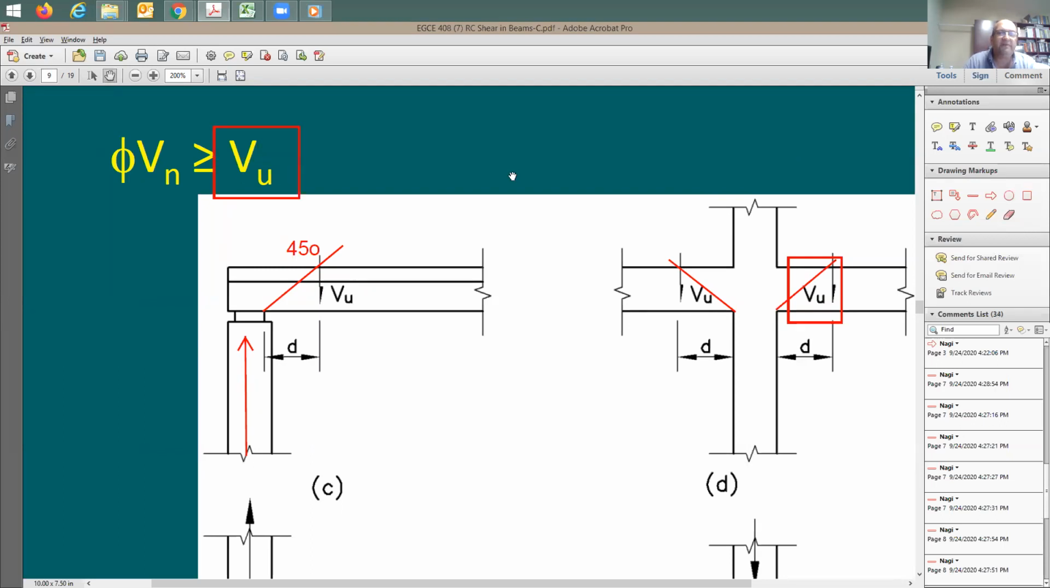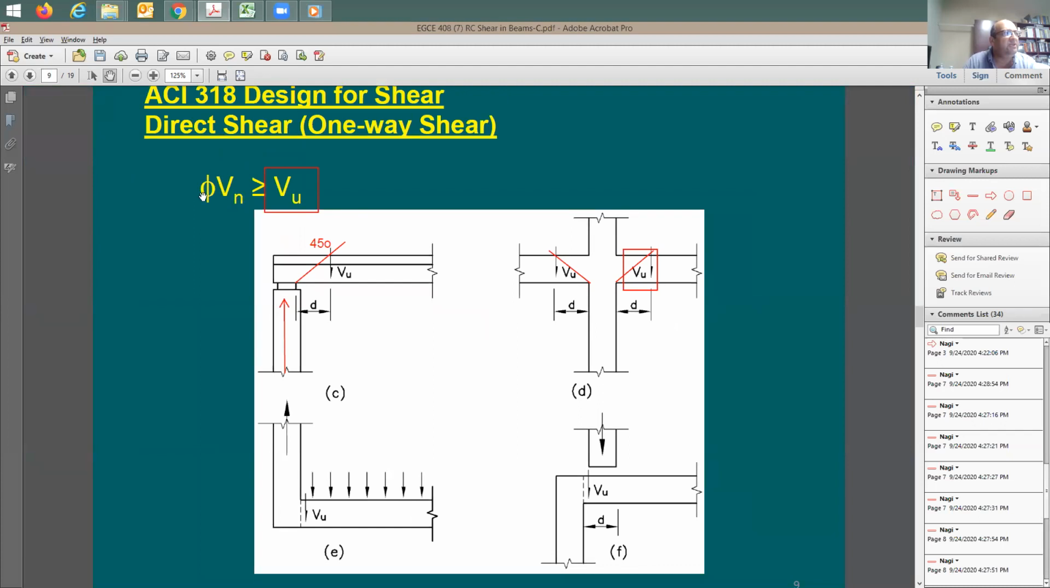How about shear strength? Well, in the past, we used to have M sub U and phi M. Here also we have V sub U and phi V sub n. We have also shear strength. So what do you call this? It's going to be shear strength. You want to be sure that the shear strength is greater than the shear demand in this case.